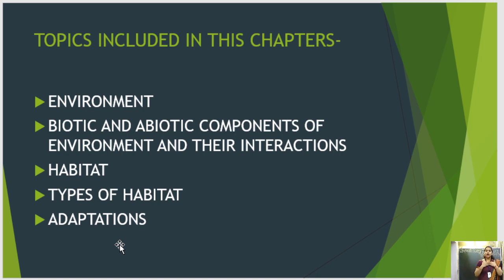Like we are surviving in different climates. Like we are surviving in summer also. We have seen the season of very cold. So we have the adaptation to each of the seasons, each of the climate. Similarly, same goes with the animals also. So we'll study about this adaptation in detail. So these are the topics that are included in this chapter. Okay, so let's go to the next slide.